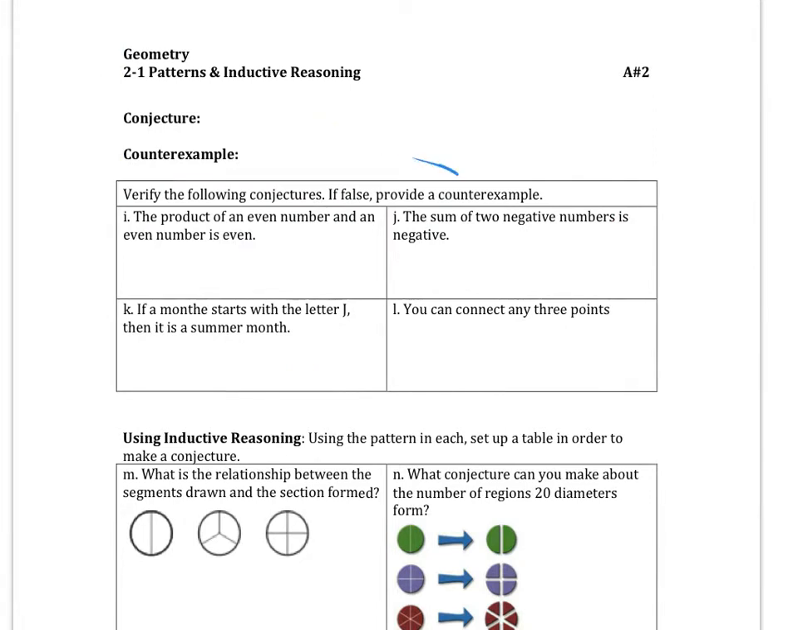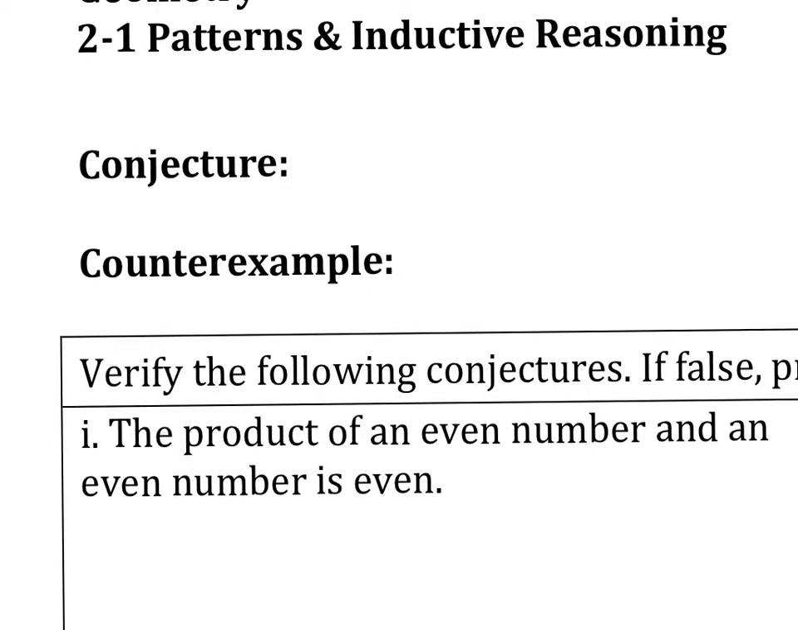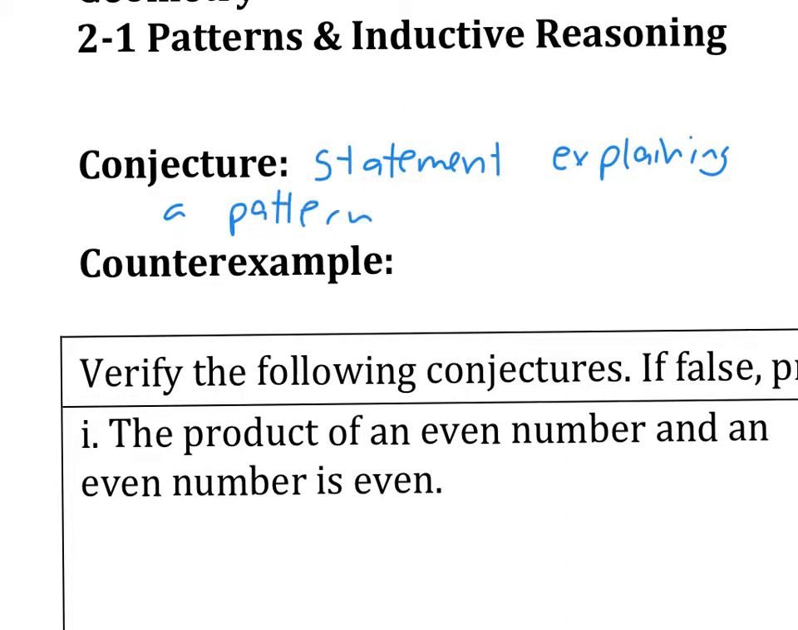Let's define what a conjecture is. A conjecture is a statement explaining a pattern. Now, let me make sure, at this point in time, a conjecture is neither true nor false. At this stage, it's just a statement. We haven't said it's 100% right or false.